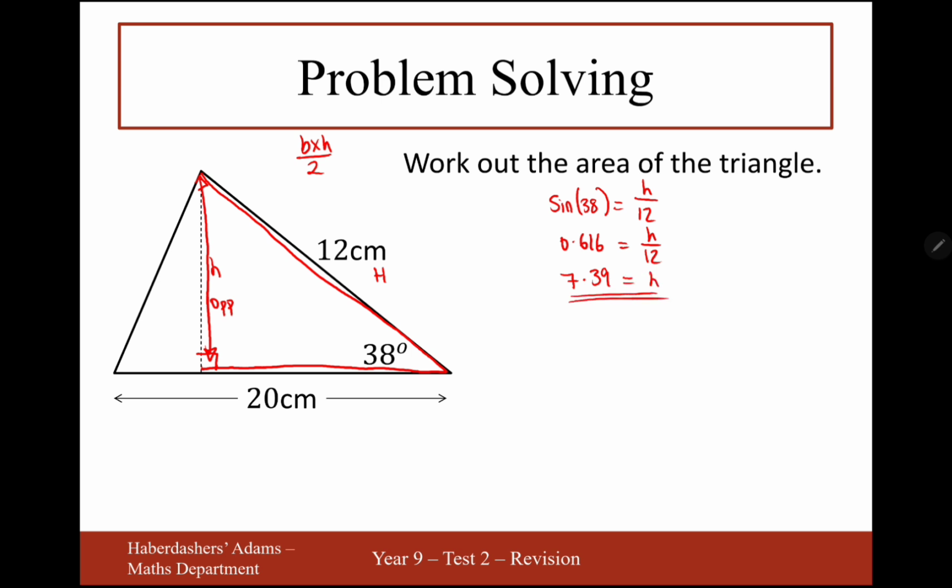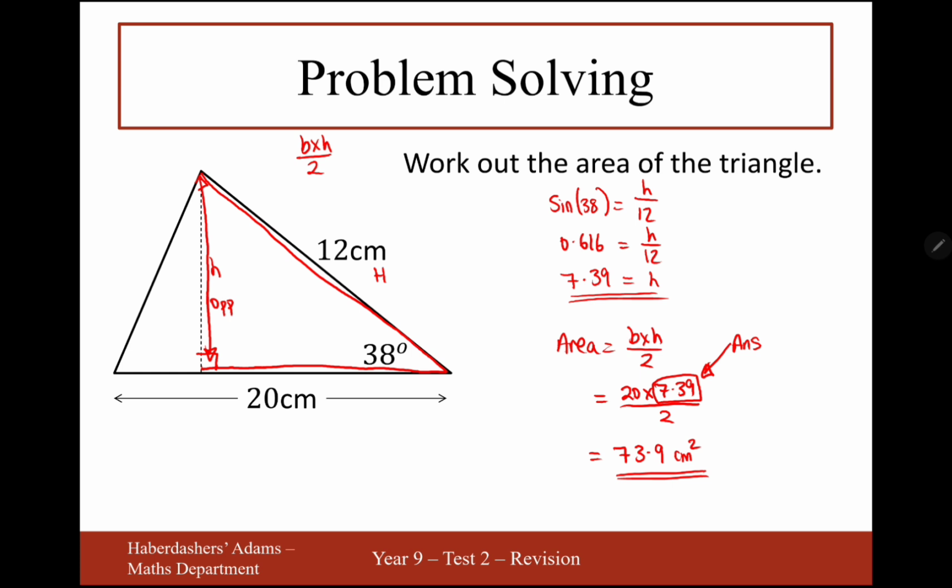Great. Now that you know that h is 7.39, now we can do base times height divided by 2. So the area equals base times height divided by 2. So the base is 20, the height is 7.39. We're going to divide that by 2. So in my calculator, I'm going to use the answer button for this value here, because it's currently in my calculator as the answer. So 20 times answer divided by 2, which gives an answer of 73.9 centimeters squared. And there we are, that's the answer for that question there.